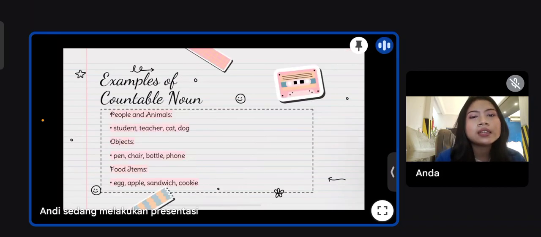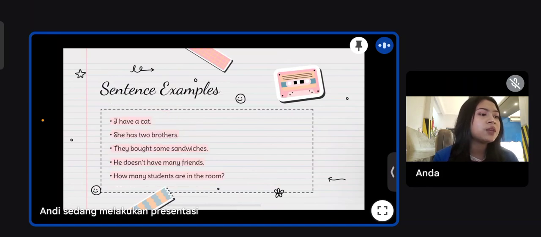The next is examples of countable nouns. The first one is people and animals. The examples are student, teacher, cat, dog, and so on. And the objects, the examples are pen, chair, bottle, phone, and so on. And the last is food items. The examples are egg, apple, sandwich, and cookie.